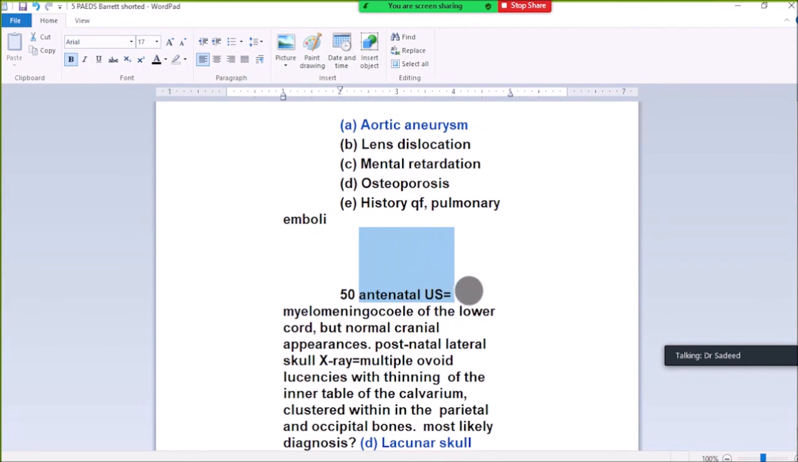50. Antenatal ultrasound shows a meningomyelocele of the lower part with normal cranial appearance. Postnatal lateral skull X-ray shows multiple ovoid lucencies with thinning of the inner table of the calvarium clustered within the parietal and occipital bones. Most likely diagnosis is lacunar skull.